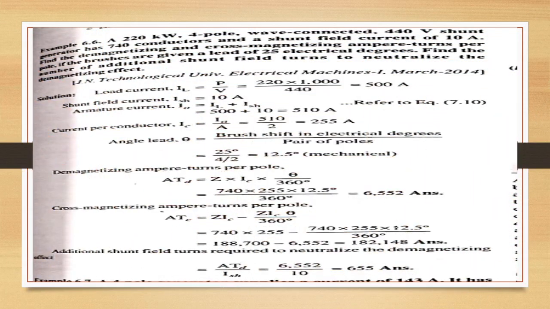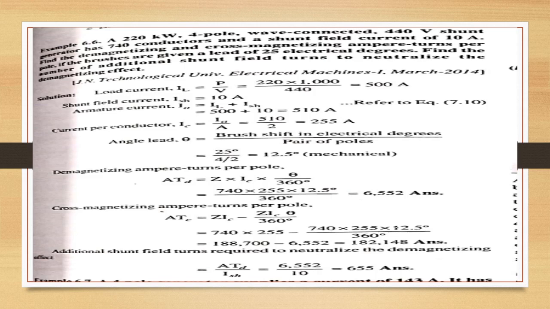One more numerical is there. A 220 kilowatt 4-pole wave connected 440 volt shunt generator has 740 conductors and a shunt field current of 10 amps. Find the demagnetizing and cross magnetizing ampere turns per pole if the brushes are given a lead of 25 electrical degrees. Find the number of additional shunt field turns to neutralize the demagnetizing effect. So let us see the solution.